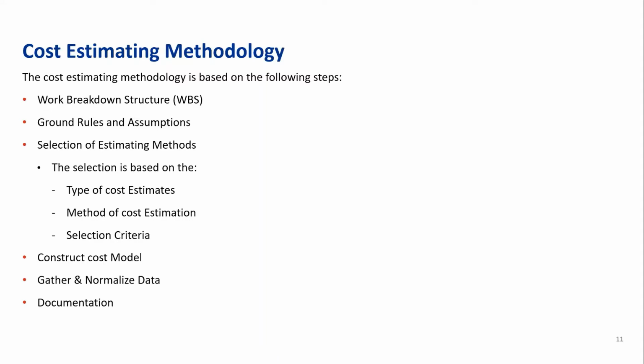gather and normalize the data. That means you're going to rely on inputs from others, such as the engineering department, different engineering disciplines, that quantify the scope for you and provide it as a quantity. Then, at the final step, you will be able to document it in a way that can be presented anytime, especially for the senior management.